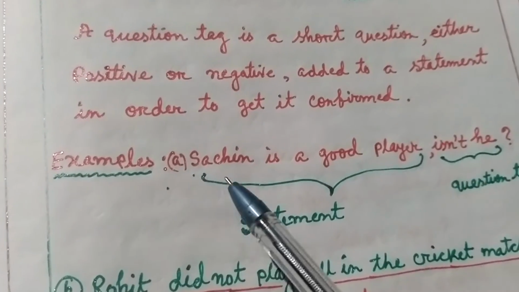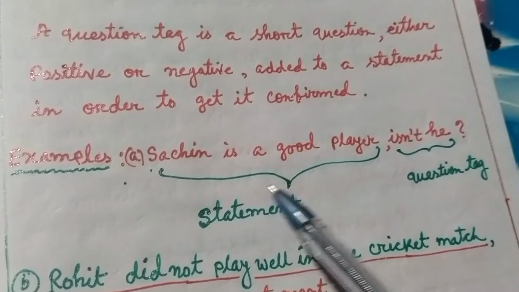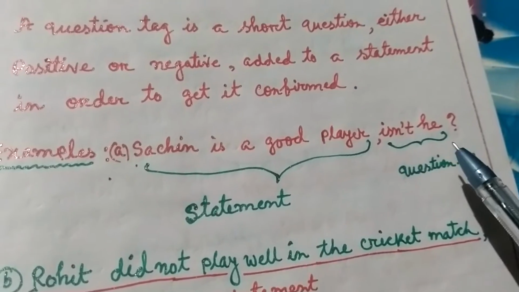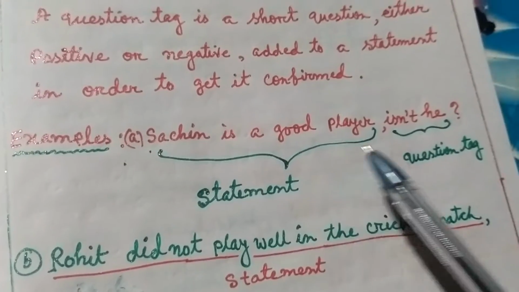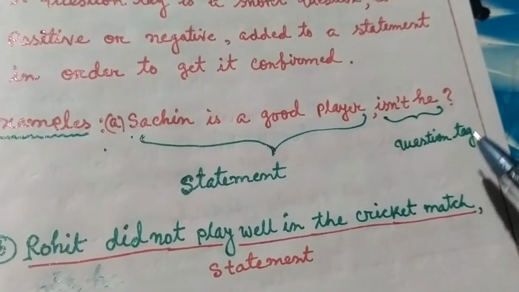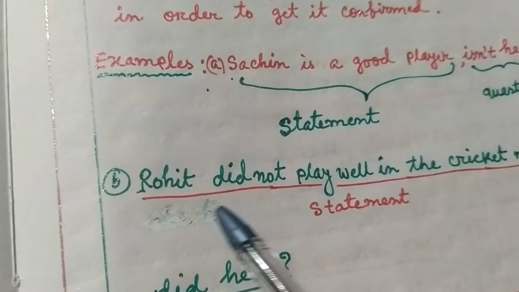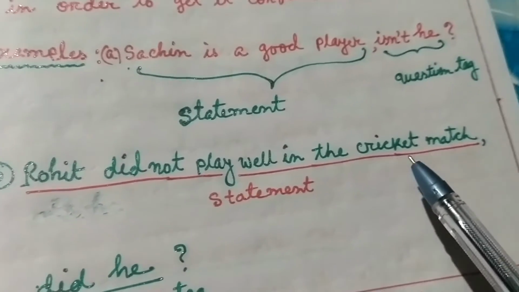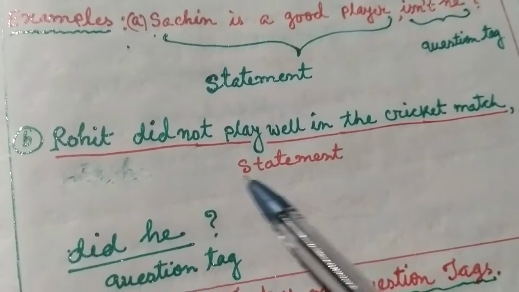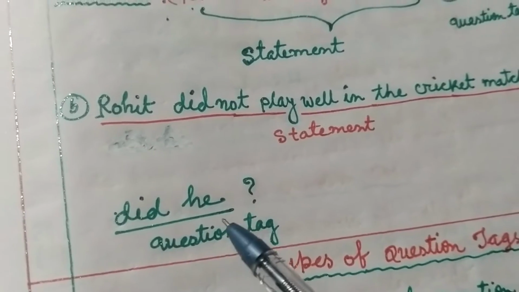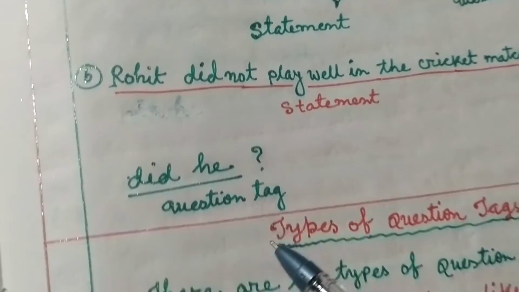So examples: A, Sachin is a good player, isn't he? Sachin is a good player is a statement, and isn't he is a question tag. Next, B, Rohit did not play well in the cricket match. This is a statement, and the next part, did he, is the question tag.